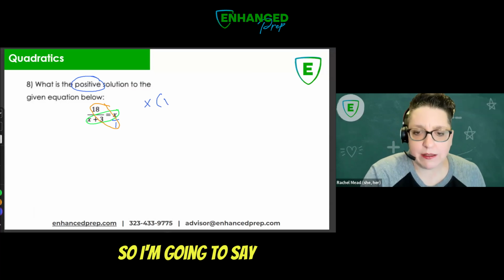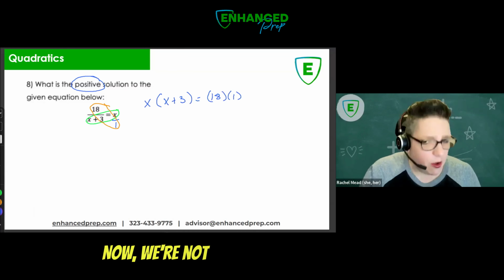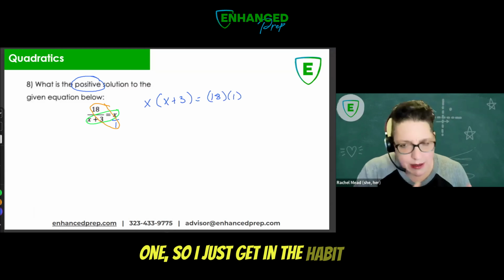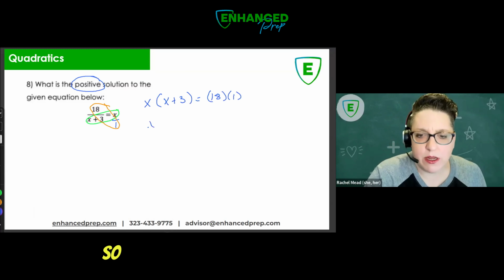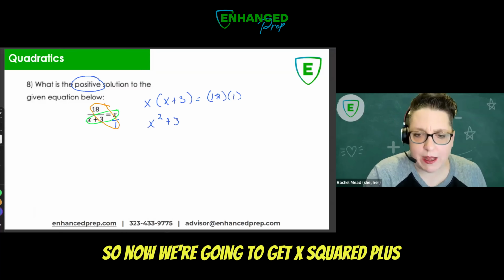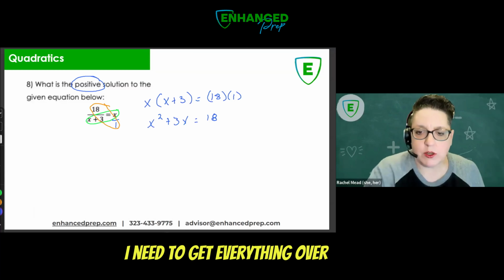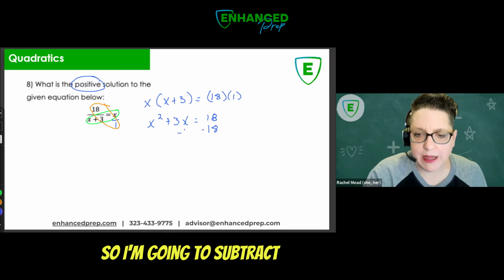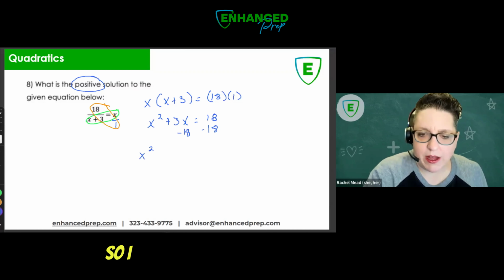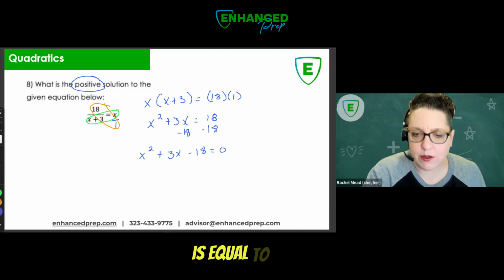So I'm going to say x times x plus 3 is going to be equal to, in this case, 18 times 1. Now, we're not always going to have that one, so I just get in the habit of writing it there so that I can make sure I'm distributing correctly. So now we're going to get x squared plus 3x when we distribute is equal to 18. I need to get everything over to one side of my equation to set this equal to 0. So I'm going to subtract my 18 from both sides. So I now have x squared plus 3x minus 18 is equal to 0.